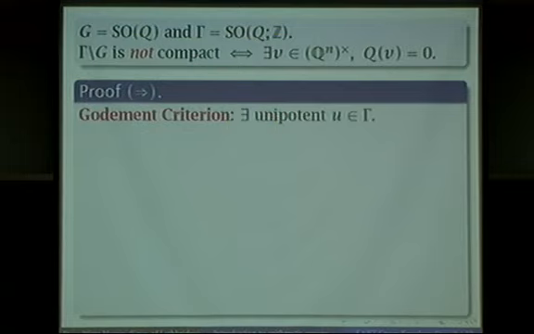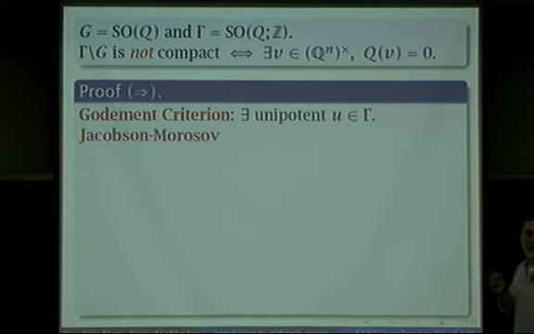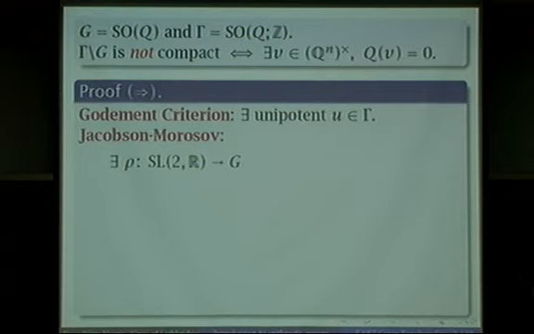Because G mod gamma is not compact, I explained yesterday that there has to be a unipotent matrix in gamma. And then I also told you something called the Jacobson-Morozov lemma yesterday. That said that whenever you have any unipotent matrix in any semi-simple group G, there's corresponding to that a homomorphism, a copy of SL2(R) inside of G, where the obvious unipotent matrix in SL2(R) maps onto whatever unipotent you have.